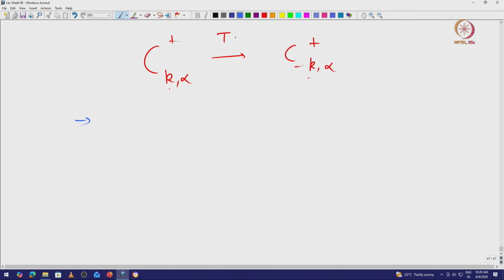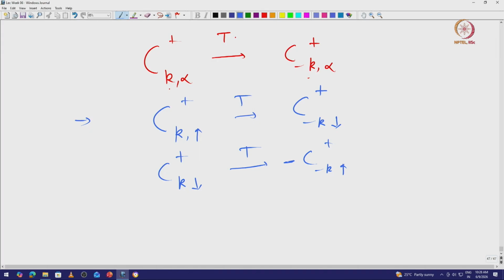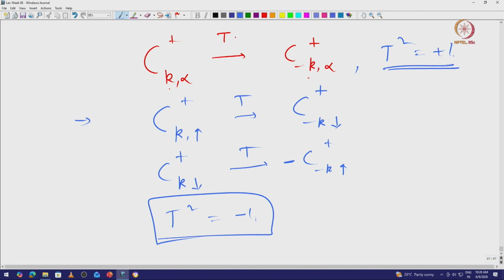Now, if I have spin, as we have already talked about, under time reversal C_k up goes to C minus k down, and C_k down goes to C minus k up, but with the negative sign. So, T squared equals minus 1. Here T squared equals plus 1. Here T squared equals minus 1.